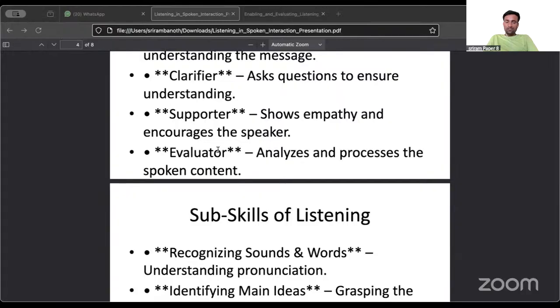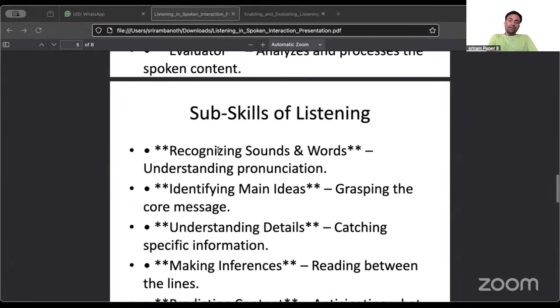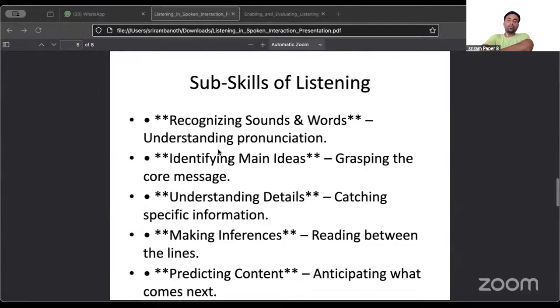Skills of listening: recognizing sounds and words, understanding pronunciation, identifying main ideas, grasping the core message, and understanding details, catching specific information, making inferences, reading between the lines, predicting content, anticipating what comes next.